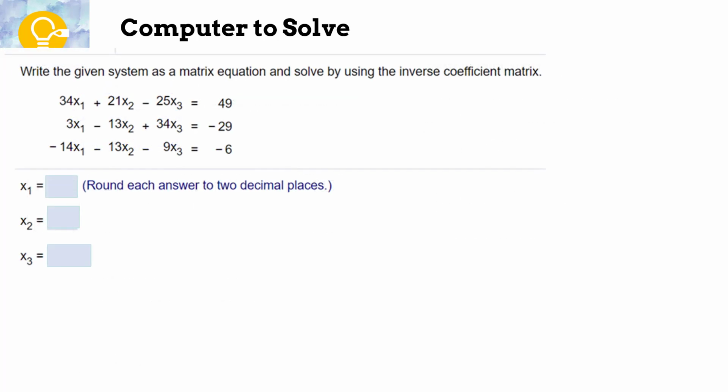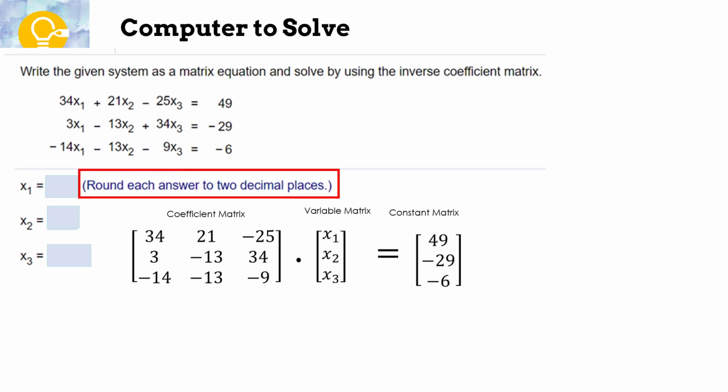All right, you get to try this one, and yes, you will have an answer. And it tells us to round each answer to 2 decimal places. All right, let's see how you did. Hopefully you remembered to round to 2 decimal places. Our coefficient matrix is 34, 21, -25, 3, -13, 34, -14, -13, -9. Our variable matrix, x sub 1, x sub 2, x sub 3. And our constant matrix is 49, -29, and -6.